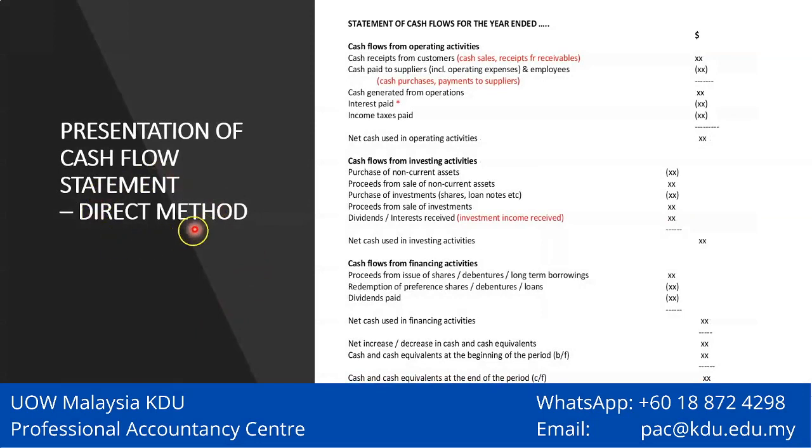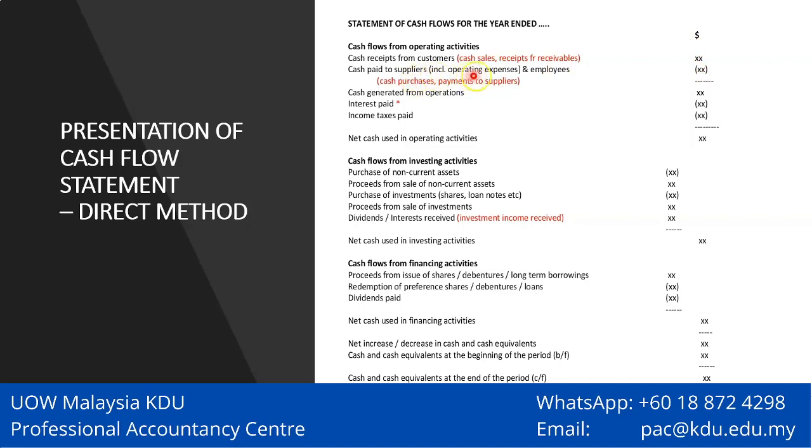So this is the direct method. Now, notice we split our cash flows into three sections: operating, investing, financing. Of course, if you find this too small on the screen, you may look at the lecture notes. The full format is given there. All right. Now, here, cash flows from operating activities. We start with cash receipts from customers. This could include cash sales, receipts from receivables. This is a positive, so there's no bracket.